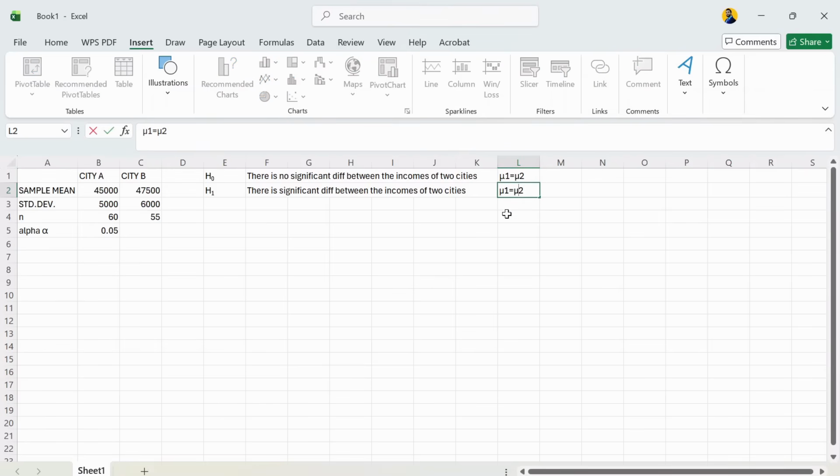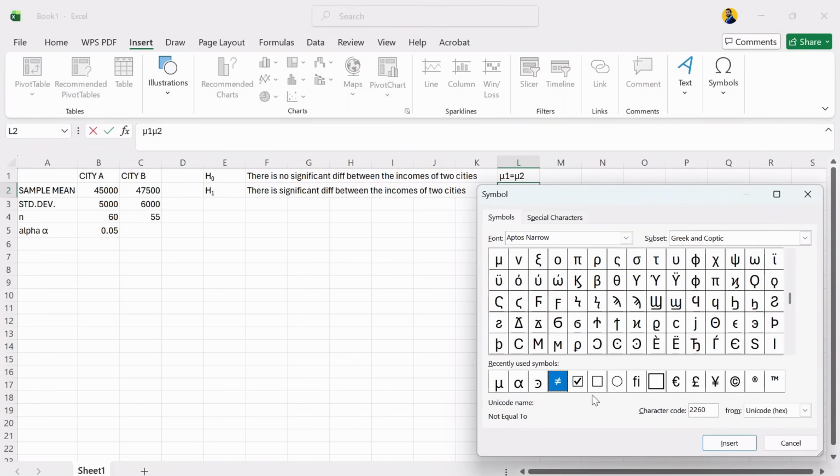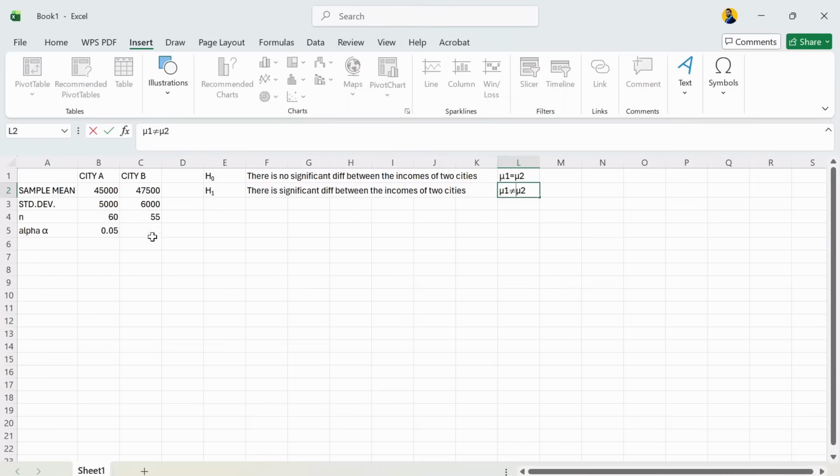paste it here, and as we are saying, we use the symbol not equal, like this one, insert and close. So this is what we are saying in the alternative hypothesis: city A income is not equal to city B income. So this will be the overall scenario as a statement, or if we have to give symbols, we will explain in this term as well.